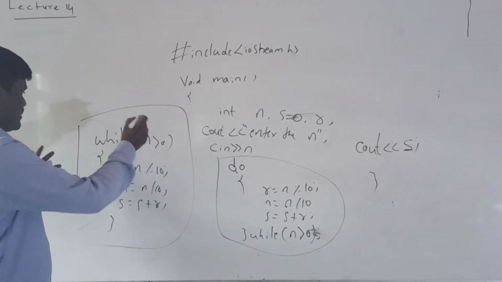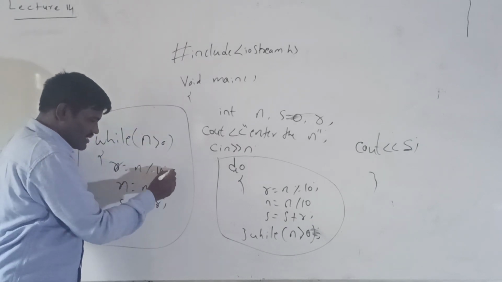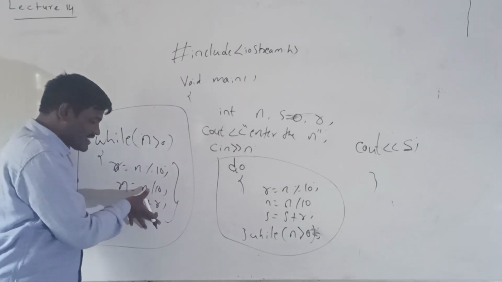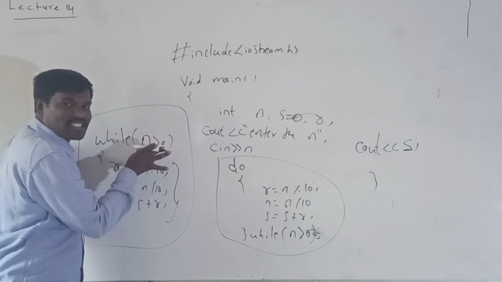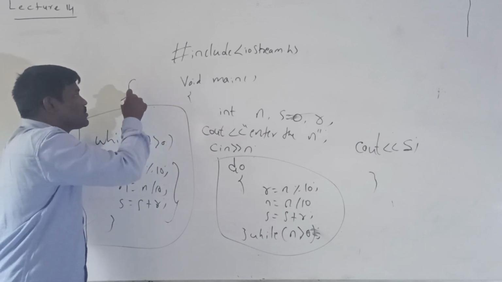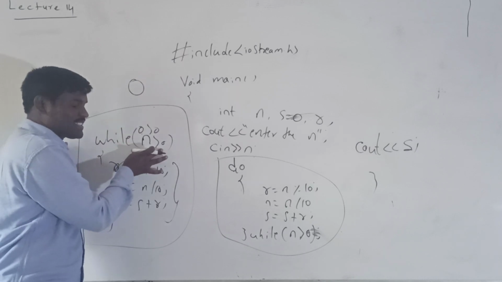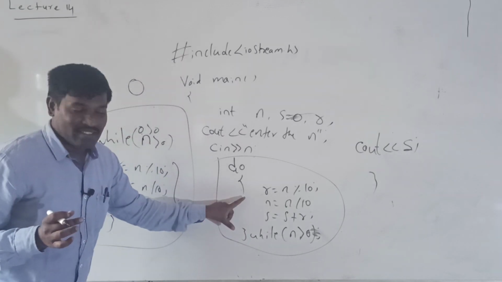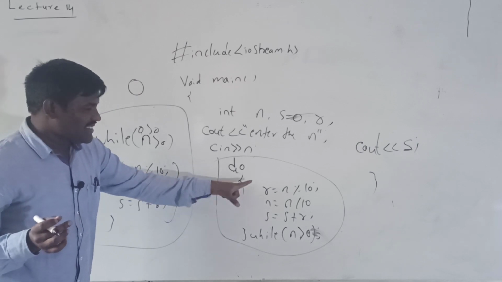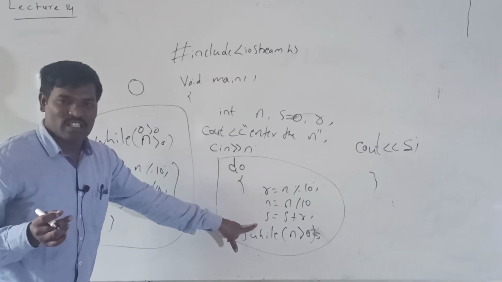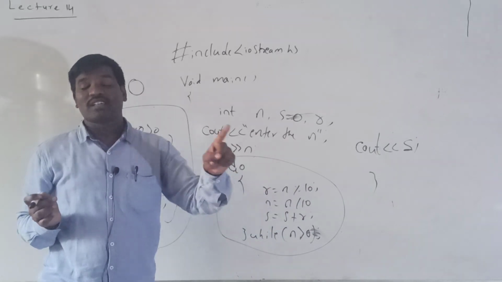But before executing these three statements, first it will check the n value. Suppose if I give the input value as 0, means 0 is greater than 0, the condition becomes false. But here it will execute these three statements. After that it will become false.